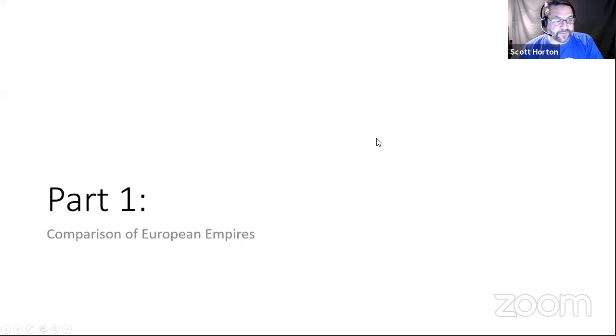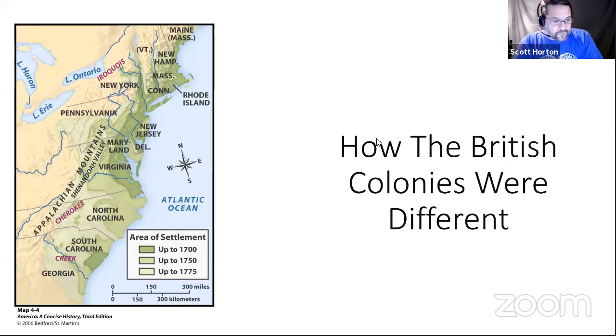Unit 2, the colonial period. So part 1, comparison of European empires. I'm going to do this by trying to build an argument with you. Remember, on a DBQ essay, which is what the exam will consist of this year, you have to write an essay that supports a historical argument. So I'm going to make the argument that the British colonies were the most unique of the European empires in the New World. I have 7 different pieces of evidence that are going to help support my argument about the reasons why the British were the most different of the European empires in the New World.